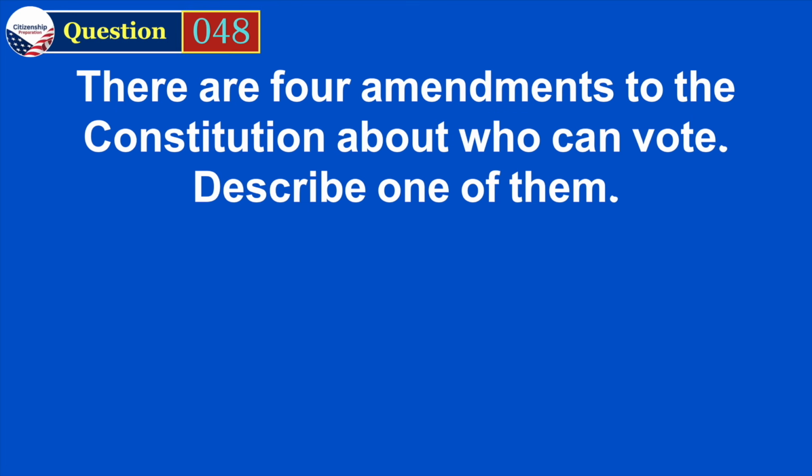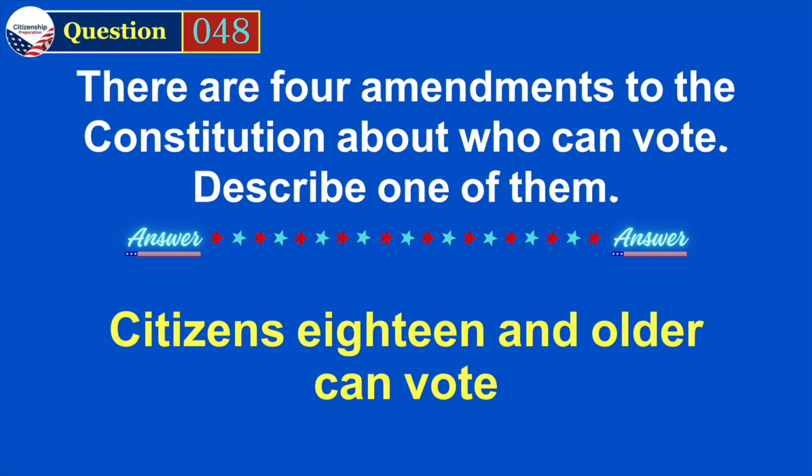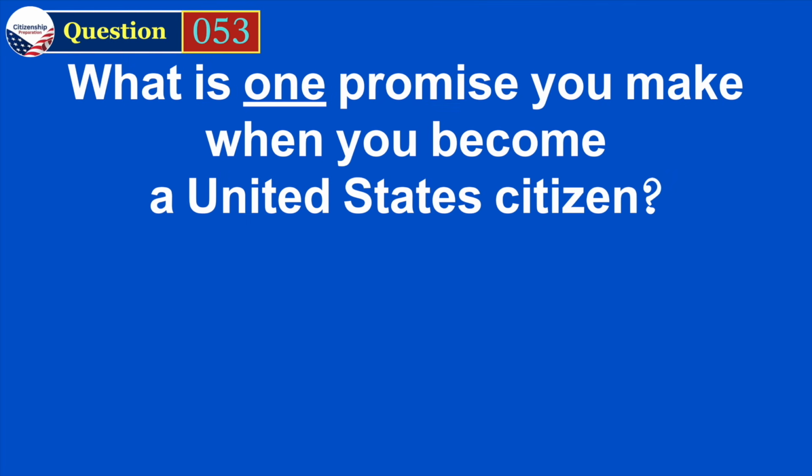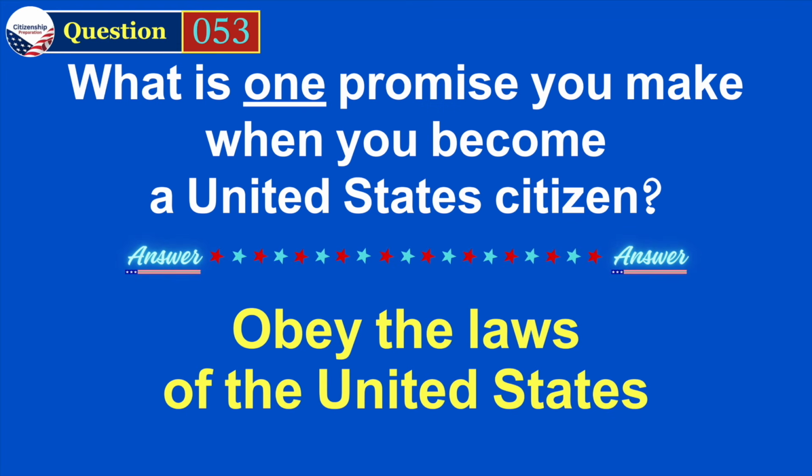There are 4 amendments to the Constitution about who can vote. Describe one of them. Citizens 18 and older can vote. What is one promise you make when you become a United States citizen? Obey the laws of the United States.